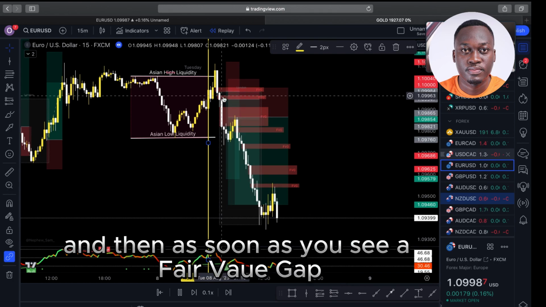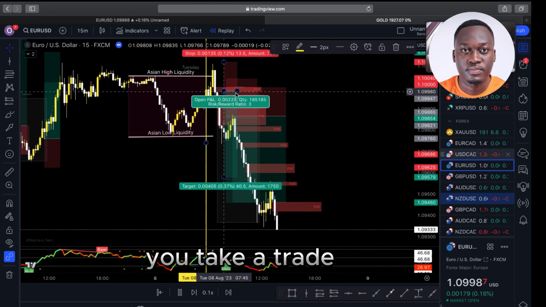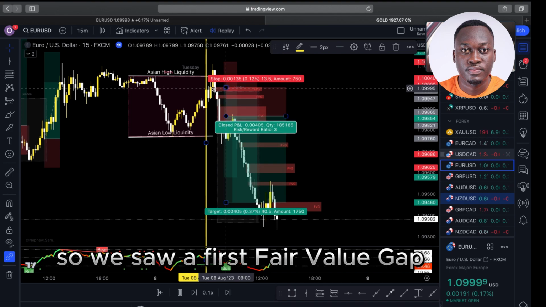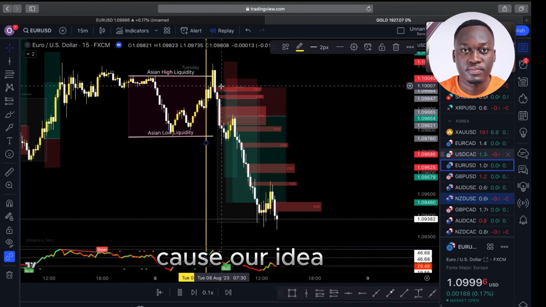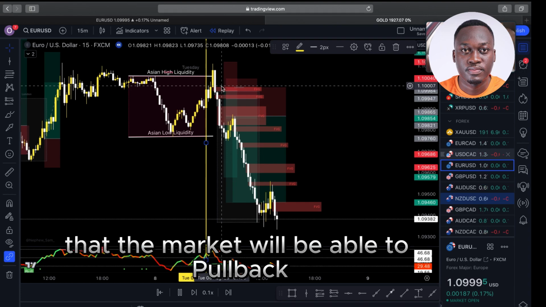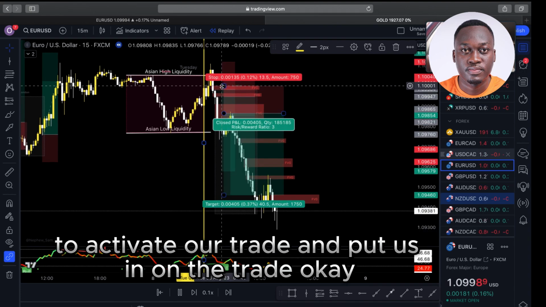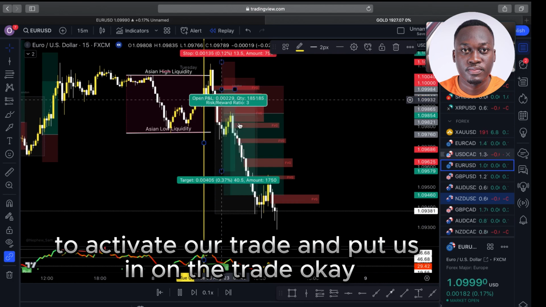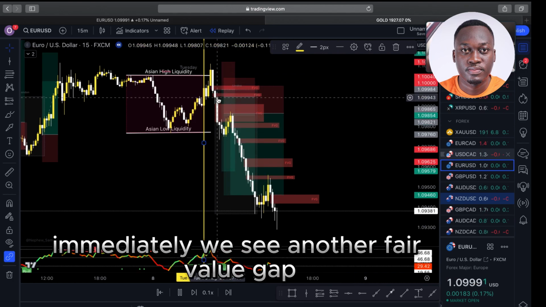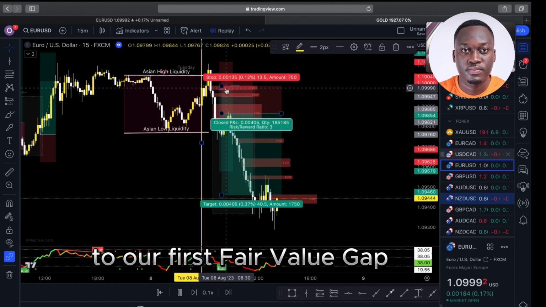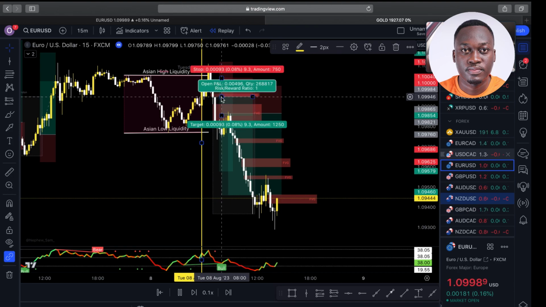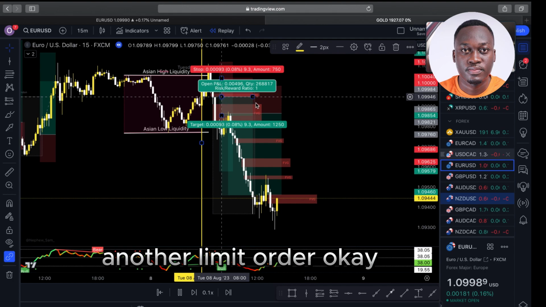And then as soon as you see a fair value gap, you take a trade. You put a limit order. So we saw a first fair value gap, we put a limit order, because our idea is that the market will be able to pull back to activate our trade and put us in on the trade. And then again, immediately we see another fair value gap without the market pulling back to our first FVG, so we put another sell limit, another limit order.